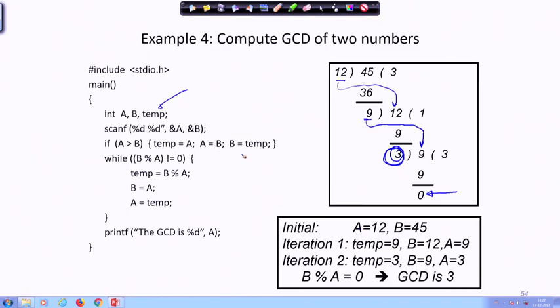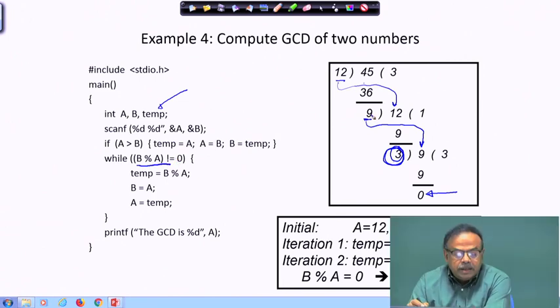After this, first temp is 45, A is 12 and B is 45. Now, what I am doing here, I am keeping this temp. What I am doing here, I am dividing B by A. So, 45 is being divided by A 12 and I am checking the remainder. The remainder is not 0, you can see that.